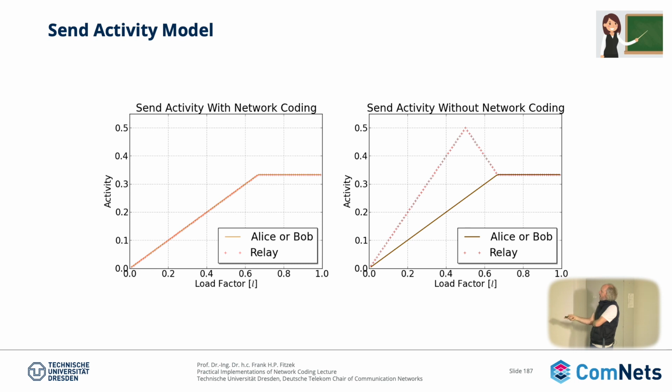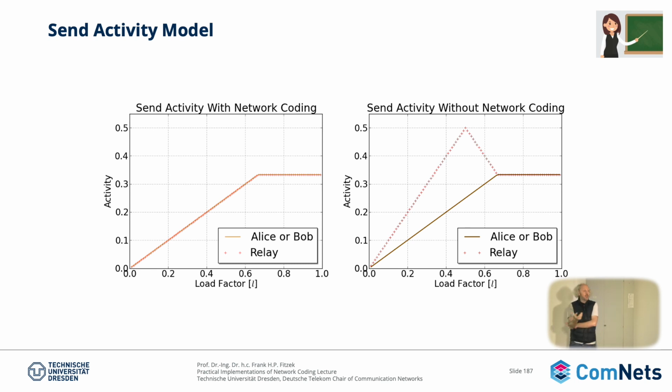Without network coding, Alice and Bob both have the same load, but whatever they do, the sum of that is what the relay has to forward. And then it goes up to this point where you have 50%, 25% twice is 100%, and from that on it will steal the capacity from the relay and the double rate that Alice or Bob are using, until they stabilize at the same point as here.